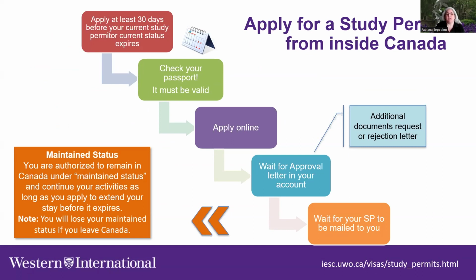Once you get that approval letter, you will wait for your study permit to be mailed to you here in Canada. As I mentioned earlier, if you are currently here on a study permit and you apply for the study permit extension, you would have what's called the maintained status, which means that you're authorized to remain in Canada under the same terms and conditions as your previous status until you get a decision from immigration. You will lose that maintained status if you decide to leave Canada while that application is in process.